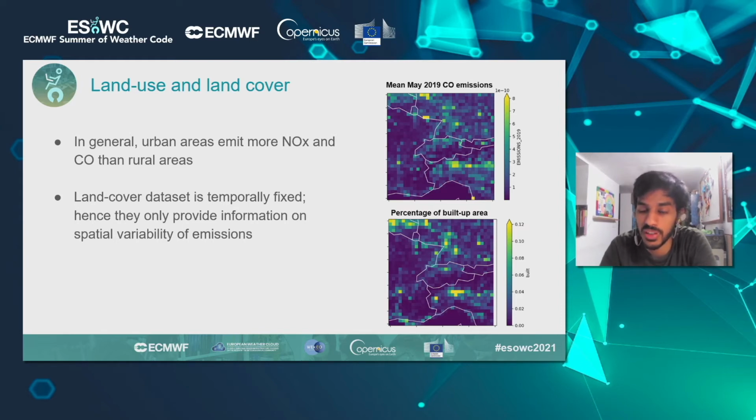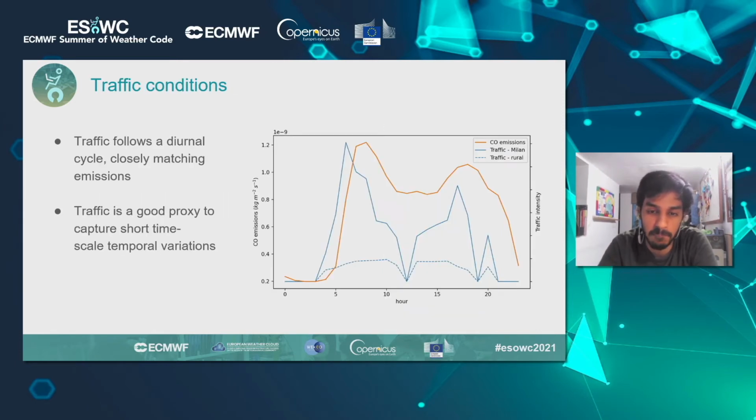So it's important to note that the land use and land cover data, since it's temporally fixed, only provides information about the spatial distribution or spatial variability of emissions rather than the temporal variation. Next slide, please.